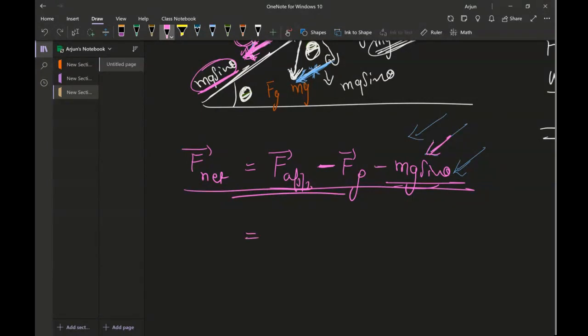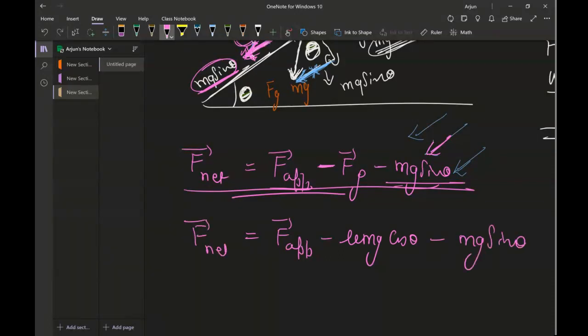So if you are given the coefficient of friction, then this equation will again change into F applied minus mu mg cos theta minus mg sine theta equal to F net. So hopefully you were able to understand how we end up deriving the equation.